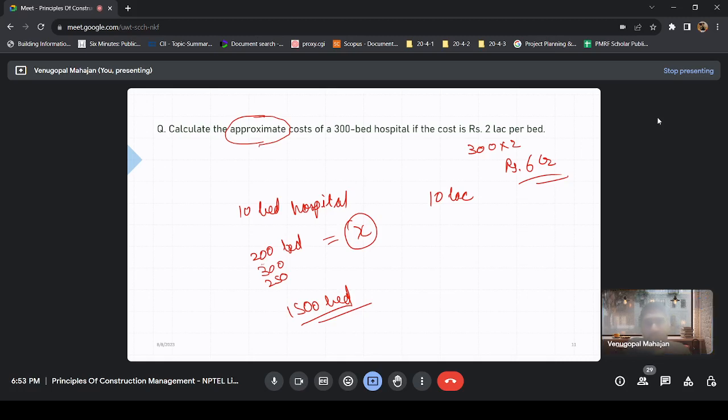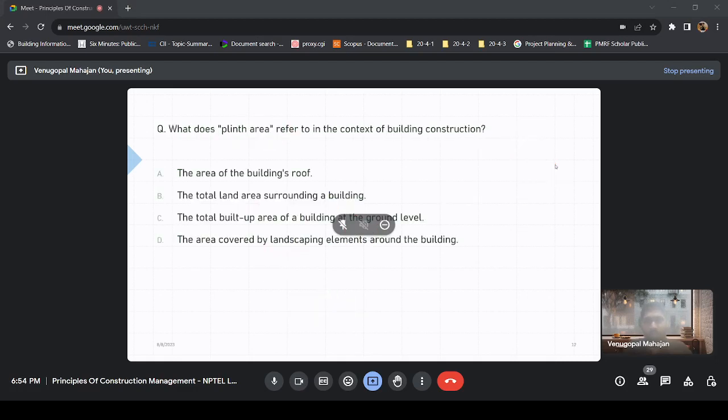Parametric is the deeper concept. Like what the examples we discussed are basically unit costs. We didn't go into multiple parameters, right? Yes, sir. Okay, so coming to the part, plinth area.